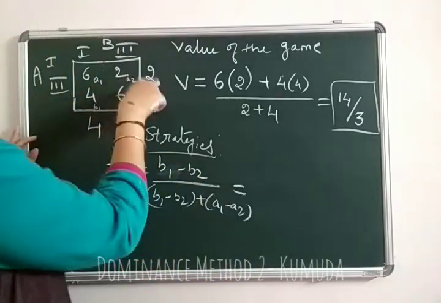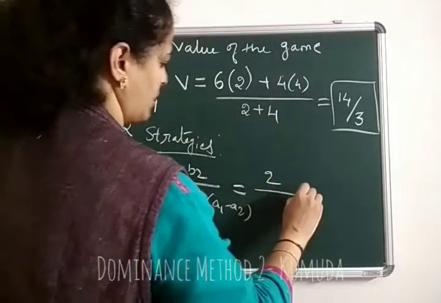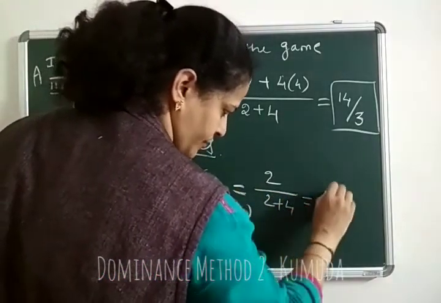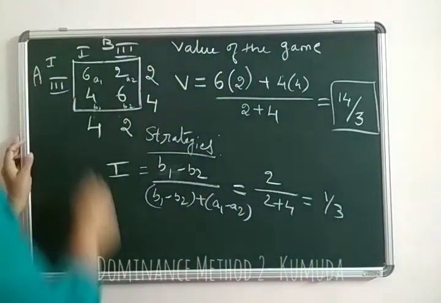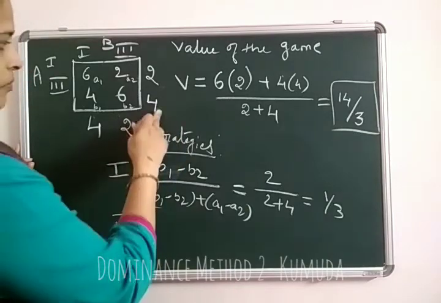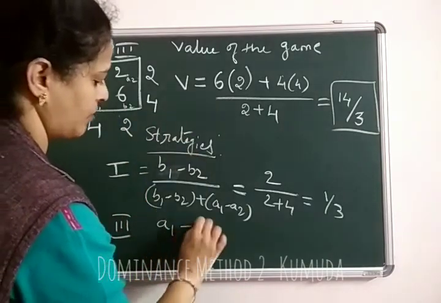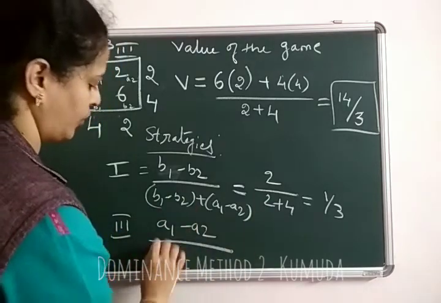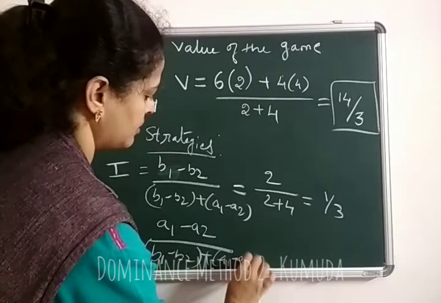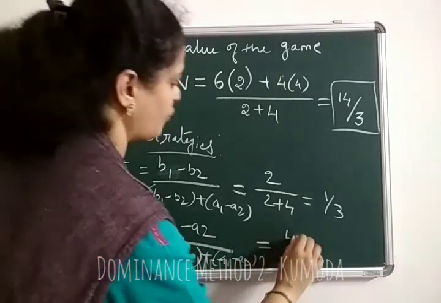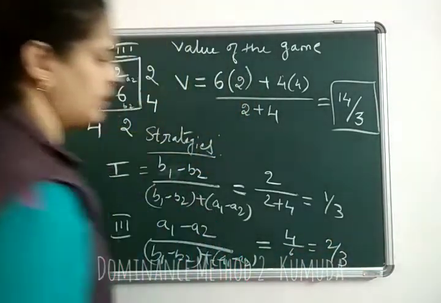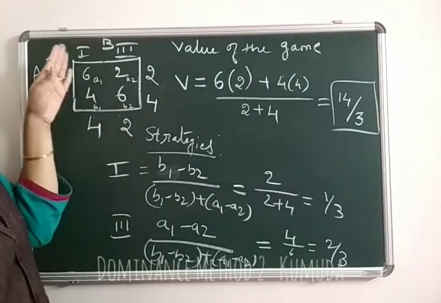So B1 minus B2 is already found. So it becomes 2 divided by the sum, that is 2 plus 4. So in the first strategy that we get 3. Similarly, if you want to find the next one, that is for the third strategy, it is A1 minus A2. So you write A1 minus A2 divided by the same denominator, that is B1 minus B2 plus A1 minus A2. So this becomes 4 divided by 6, or you can write it as 2 by 3. So similarly, we try to also find the strategy of B1 and B2.